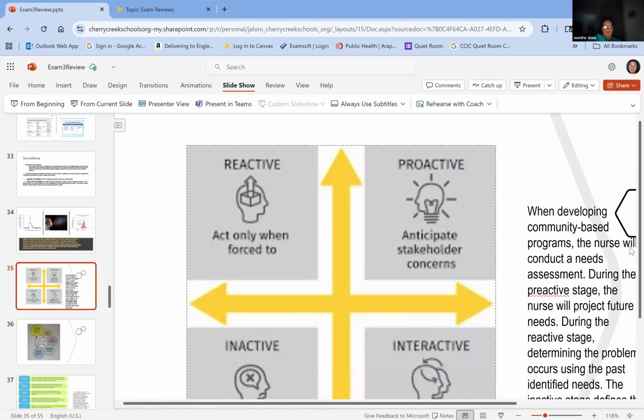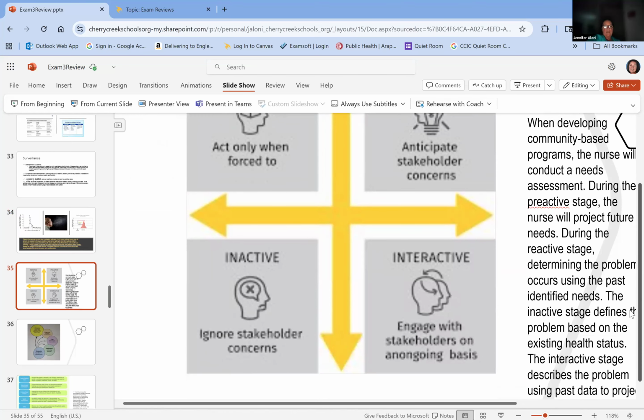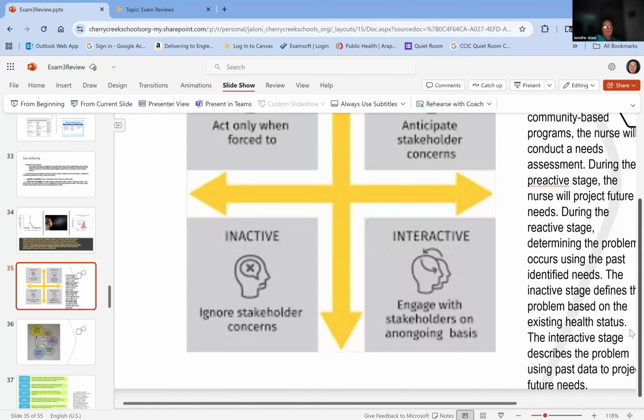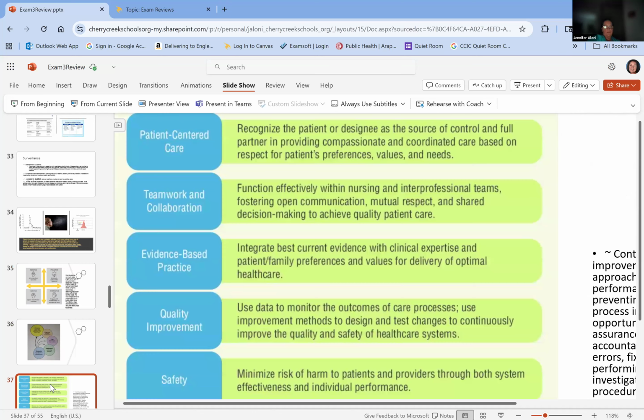When developing community-based programs, the nurse will conduct a needs assessment. During the pre-active stage, the nurse will project future needs. During the reactive, which means we're reacting, determine the problem that occurred, and the inactive defines the problem based on existing health service. So I don't really think you need to know that, but that was just a little aside.